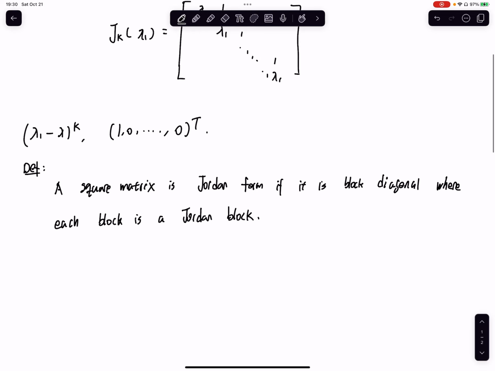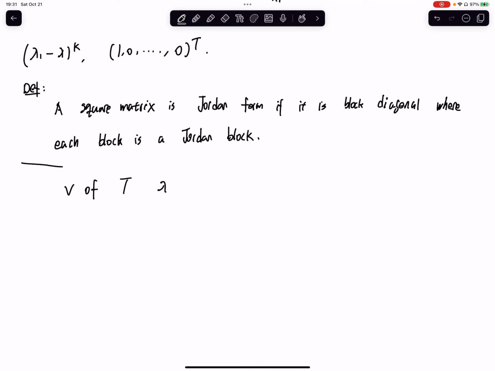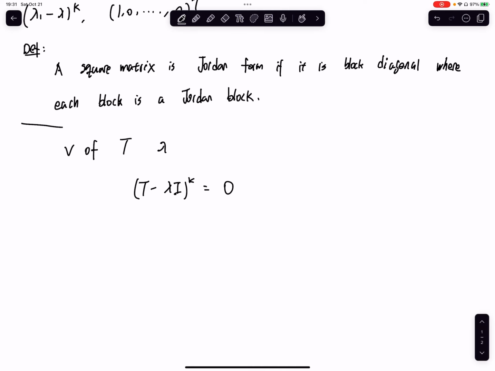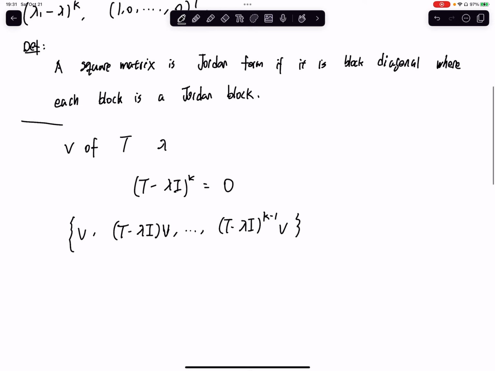Okay, so now if v is a non-zero generalized eigenvector of a linear operator T corresponding to the eigenvalue lambda, then there exists a smallest positive integer k such that (T minus lambda I) to the k applied to v vanishes. The consequence is that v, (T minus lambda I)v, all the way down to (T minus lambda I) to the k minus 1 applied to v, is a linearly independent set.